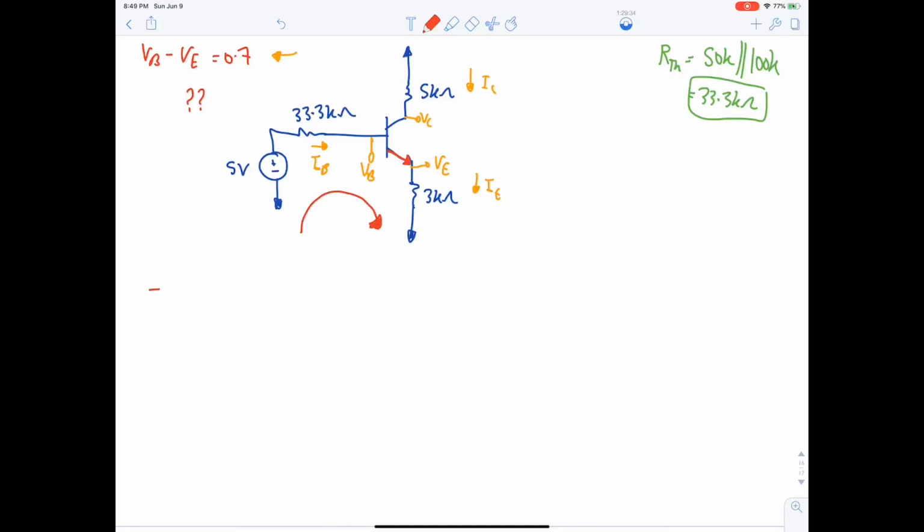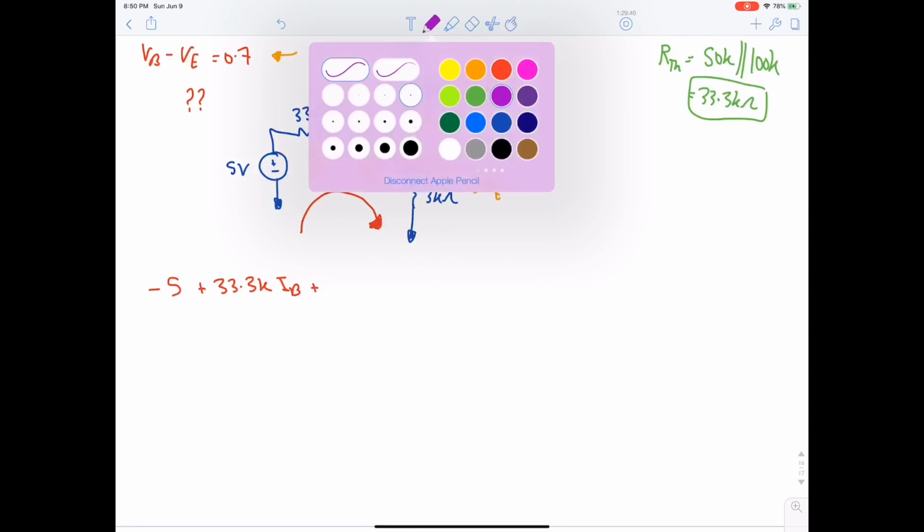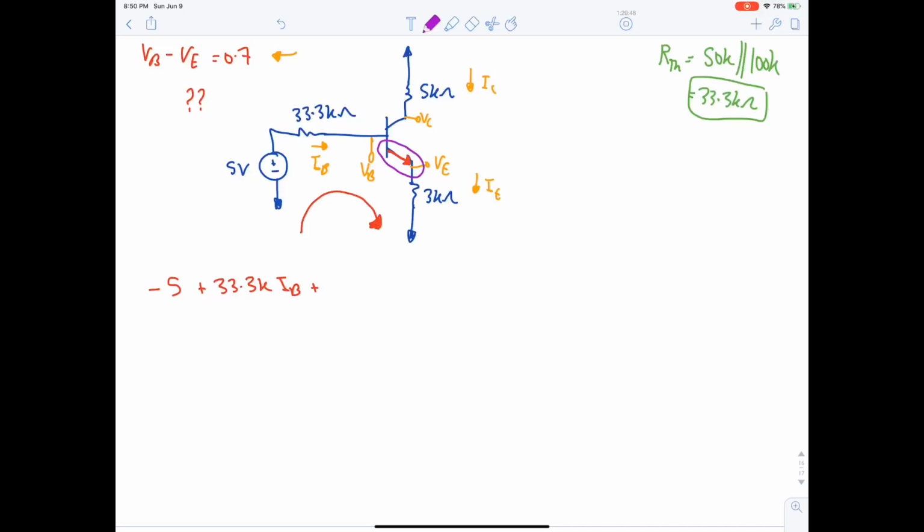We have to say minus 5 plus 33.3K IB plus, don't forget this arrow. I cannot stress this more. This arrow has a value, VBE, which is equal to what? 0.7, right? So please do not forget this while you're doing KVL. Plus 3K IE.